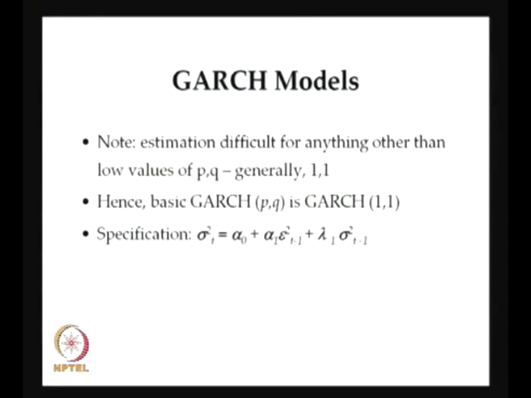The error variance sigma square t depends upon the square of the error terms at time period t minus 1, and the error variance at time period t minus 1. So, we first start by regressing yt on yt minus 1 or xt minus 1, and we have to find out the error component. Then we have yt with respect to its lag and et with respect to lag. Then we have to find out the error variance, and regress the error variance on the square of the error terms. This is one side of the game.